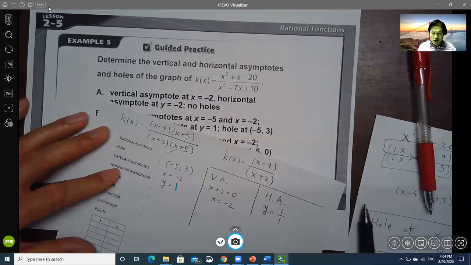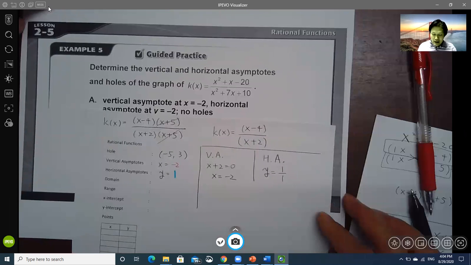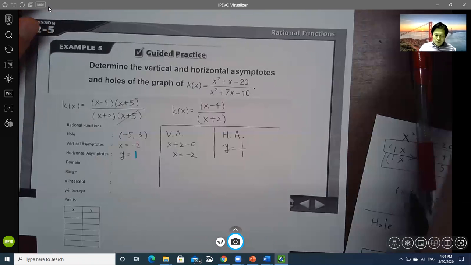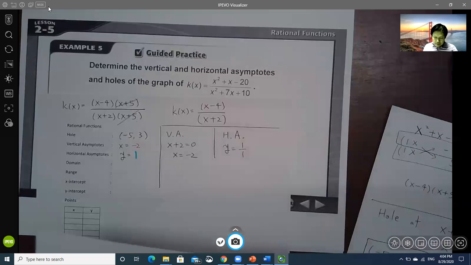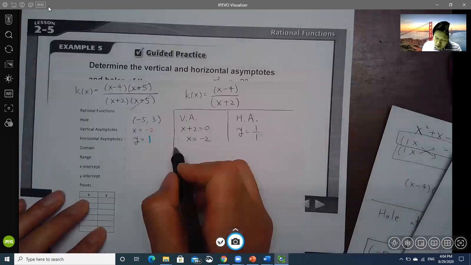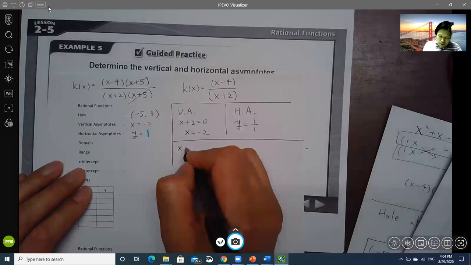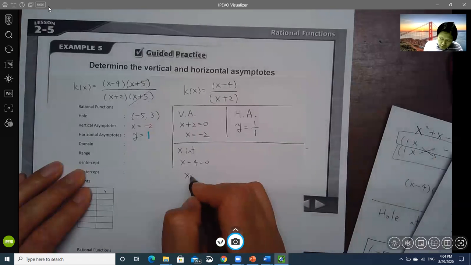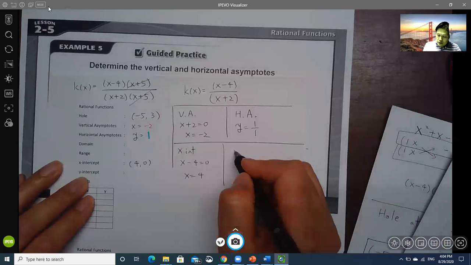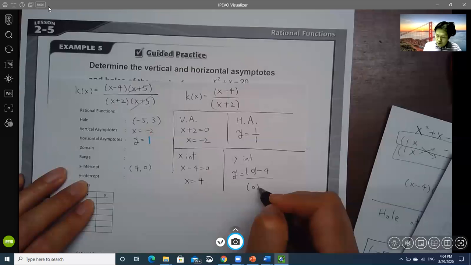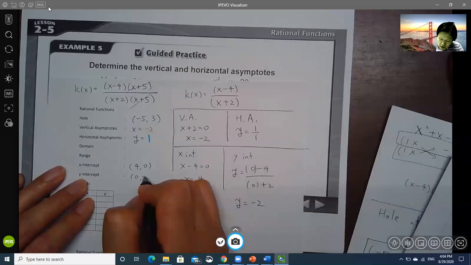Well, question-wise, we are done. What if we ask you to graph? Since I showed you only one, I might give you one more example of graphing. x-intercept, y-intercept, you need to calculate that as well. So the x-intercept will be numerator equal to 0. So x equals 4. So you got 4, 0. Y-intercept, you plug in x is 0. So y equals 0 minus 4 over 0 plus 2, you got minus 2. So you got 0, minus 2.